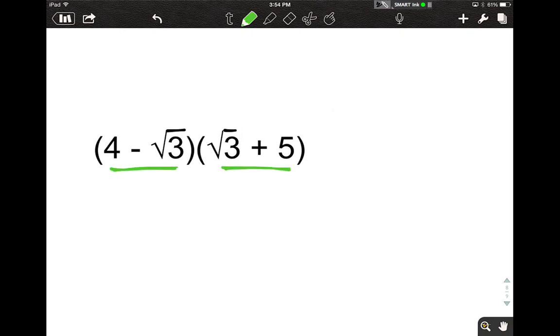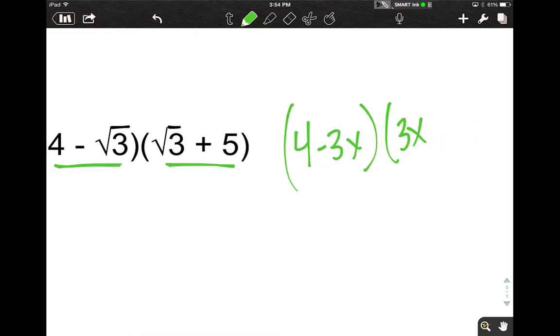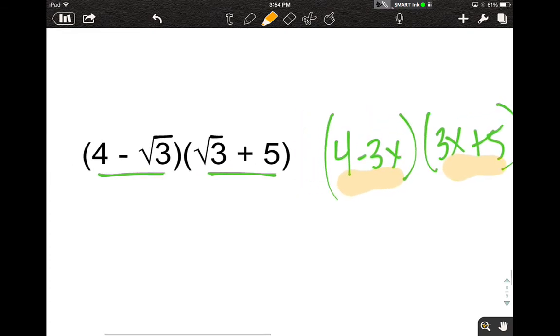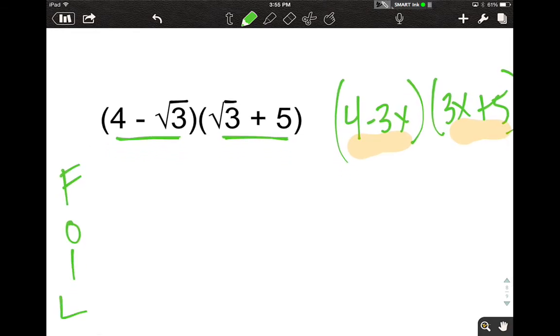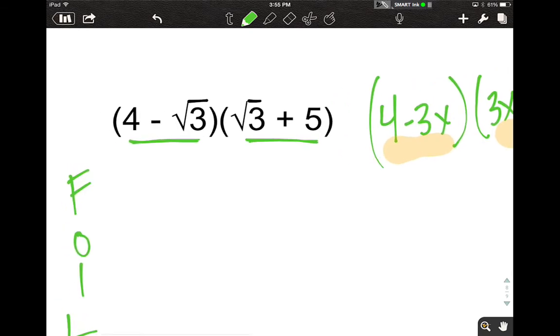This is really almost equivalent to writing something like 4 minus 3x times 3x plus 5. Okay, if I were to show you that, can you put those together? No. So what do you have to do? You have to FOIL. You thought you were all done with FOIL. It's back. All right, so when I FOIL these, the firsts are going to be 4 times the square root of 3.